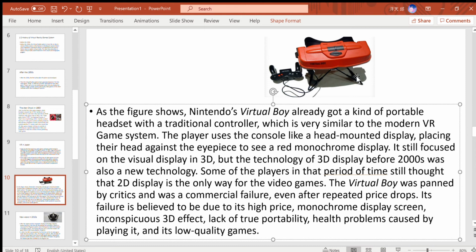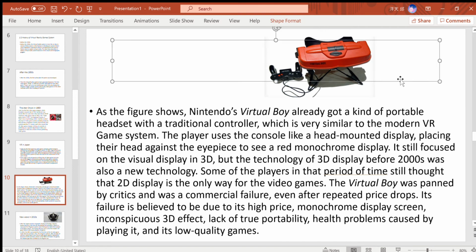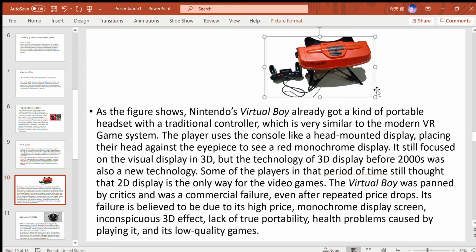Some of the players in that period of time still thought that 2D display was the only way for video games. The Virtual Boy was panned by critics and was a commercial failure even after repeated price drops. Its failure is believed to be due to its high price, its unbelievable display screen, its awful 3D effect and lack of true portability. It could also cause some kinds of health problems, and it had a lot of low quality games.